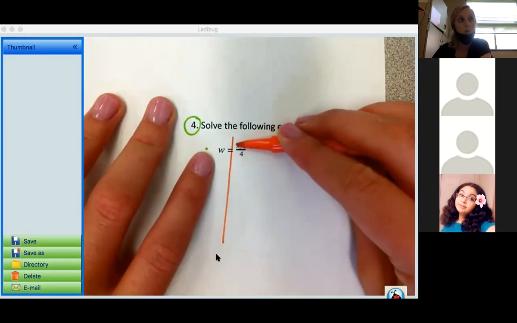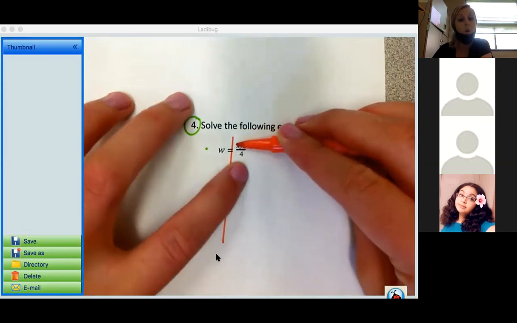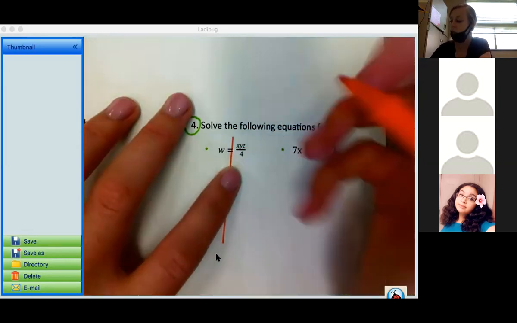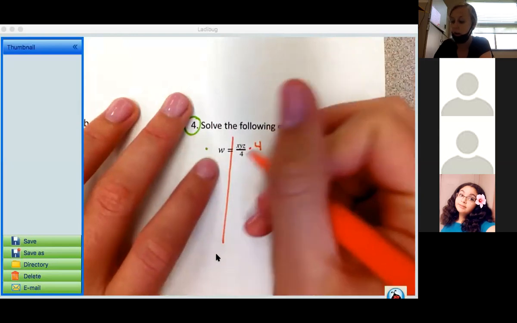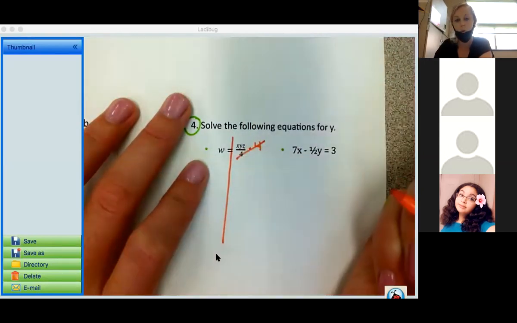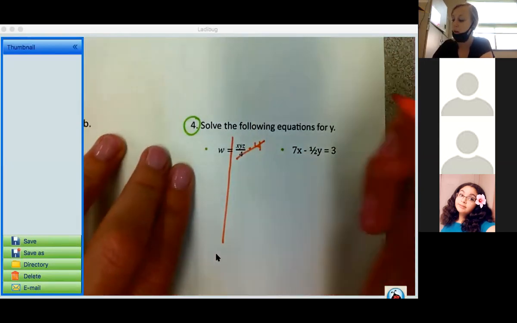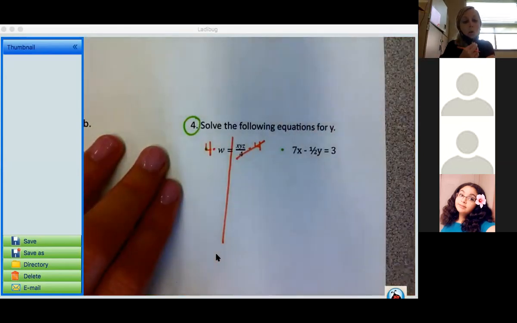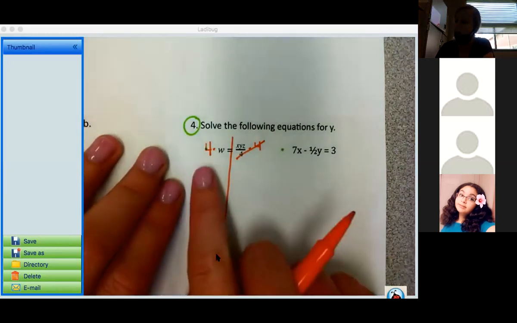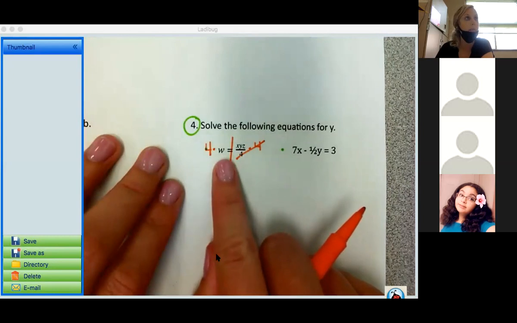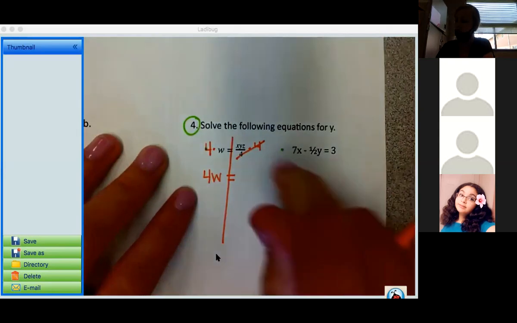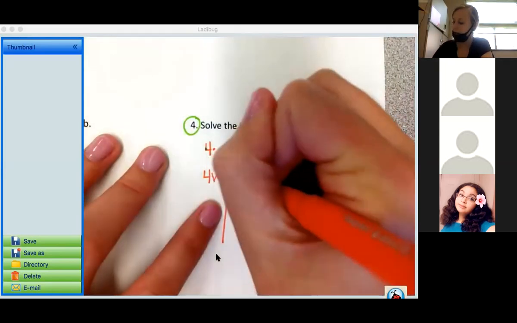What do we need to move? The 4. What's the 4 doing? Dividing. Opposite of dividing. Good. So we're going to multiply the 4. And when you do the opposites right here, they cancel. And what you do to one side, you do to the other. So I'm multiplying by 4 on both sides. Now, when I do 4 times W, what do I get? 4W equals, what are we left with? X, Y, Z. Very good.